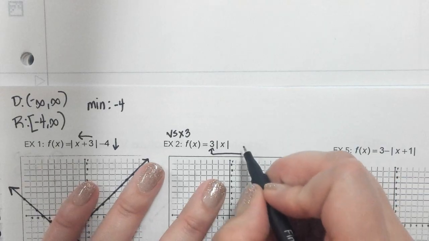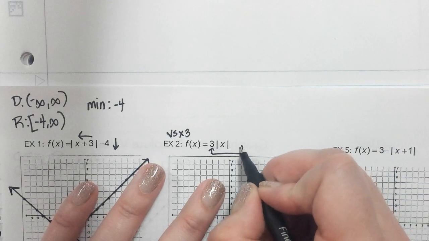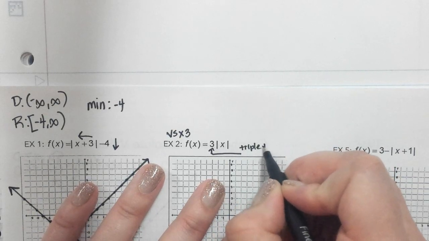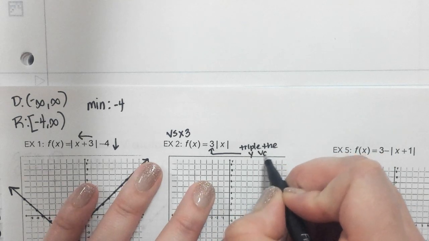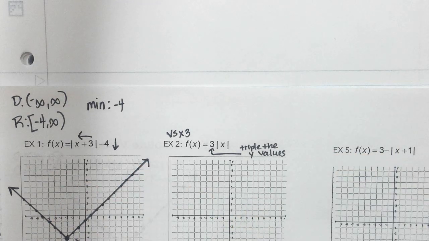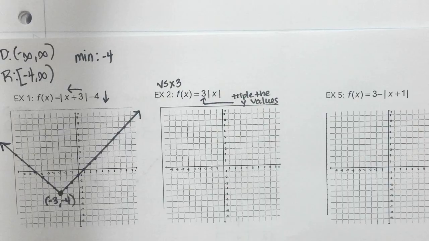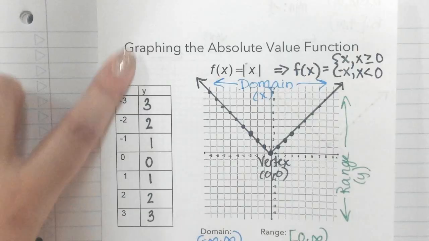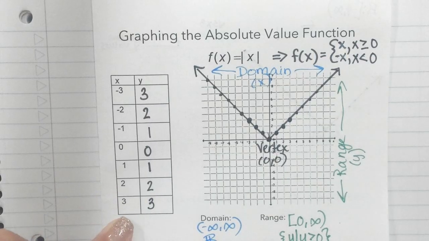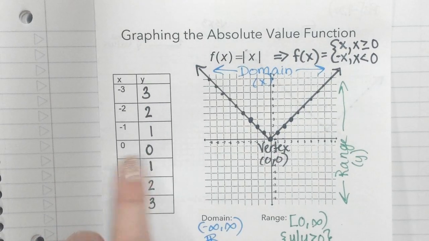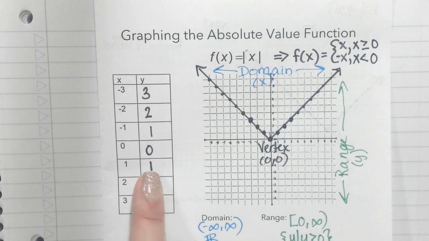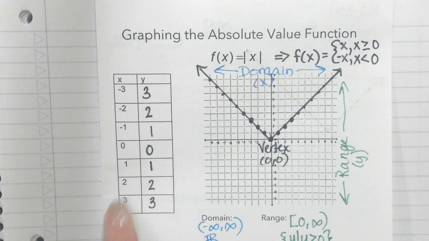you're going to triple the y values. That's how you achieve a vertical stretch, because y is the vertical coordinate. So all of your y values, like in this table, would be tripled. So you'd have 0, 0, 1, 3, 2, 6, 3, 9, right?